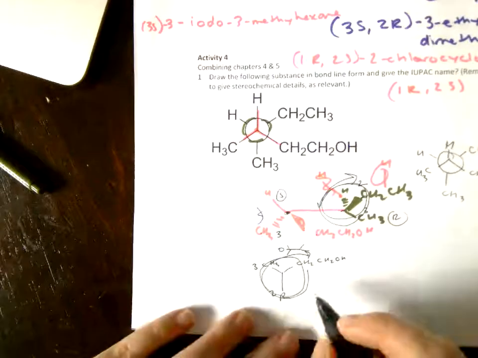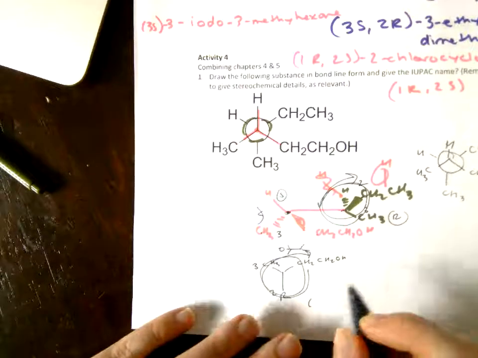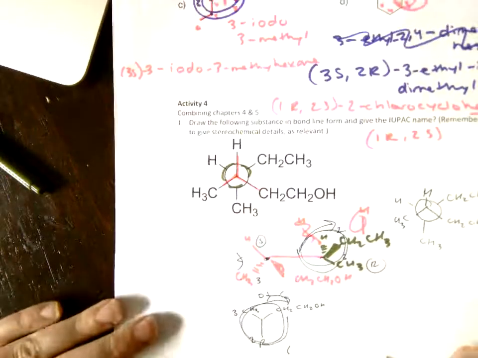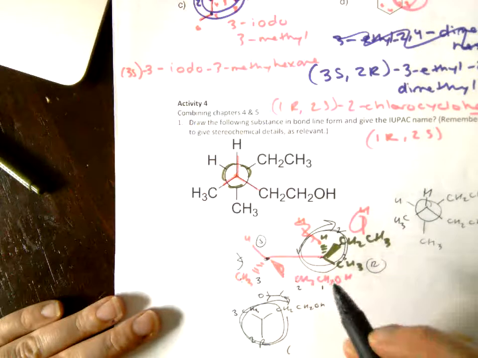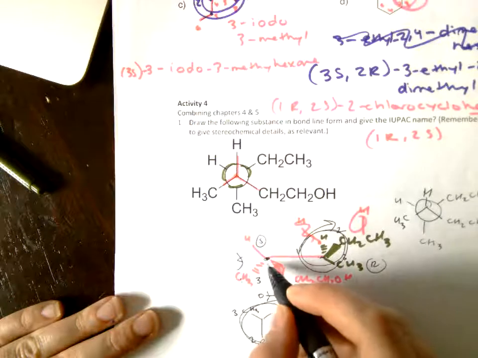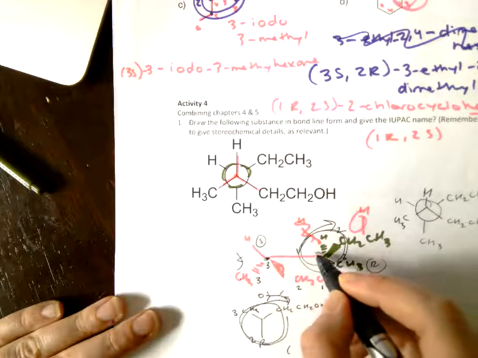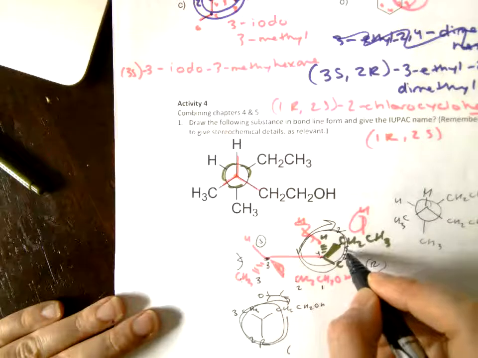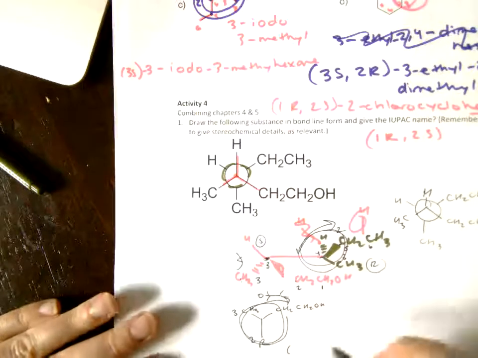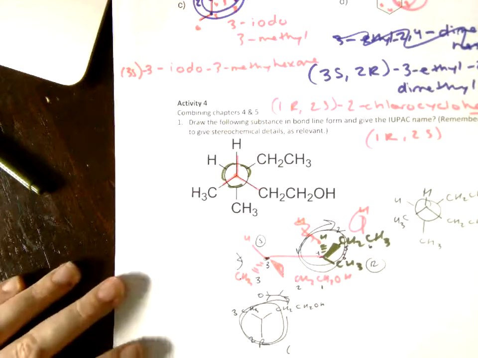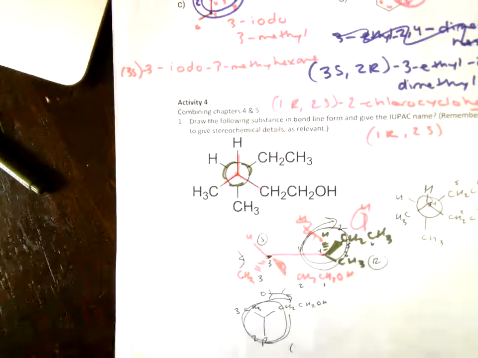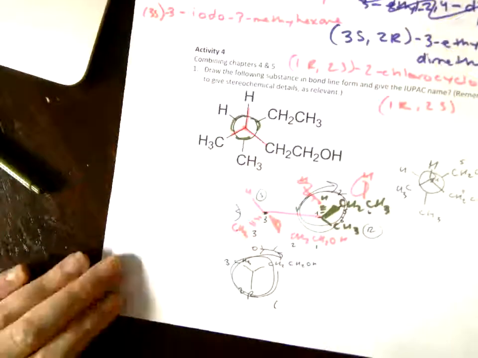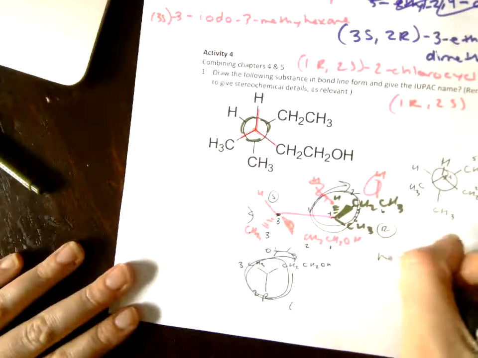So I would name this. Oh, now I have to do the whole parent chain, don't I? So it has to include the alcohol. So 1, 2, 3, 4, 5, 6. Just to make sure, I'll go over here. 1, 2, 3, 4, 5, 6. Yep. Okay, so this is hexane. Again, wow, lots of hexane.